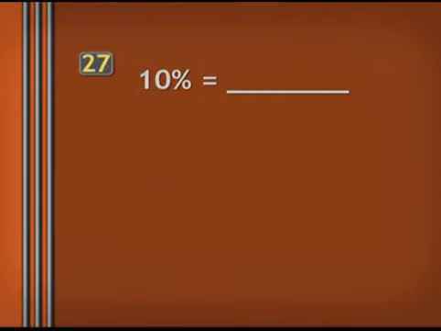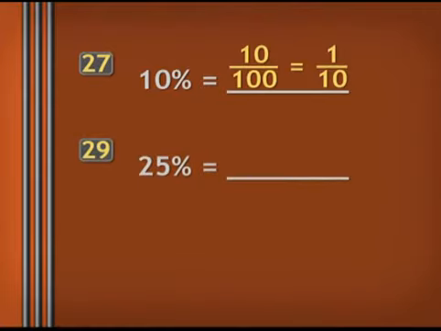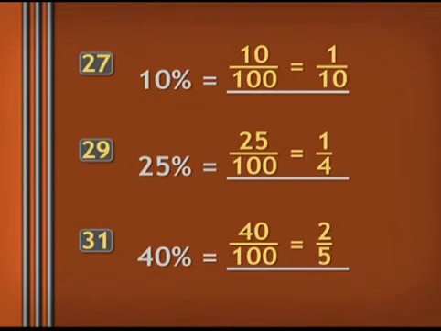Number 27, this time you had to write the percent as a ratio in fraction form, but you also had to put it in lowest terms. So 10% is 10 100ths, which in lowest terms is 1/10. 29, you have 25%, that's 25 100ths. In lowest terms, that's 1/4. Then number 31, you have 40%, that's 40 100ths, and in lowest terms, it's 2/5.